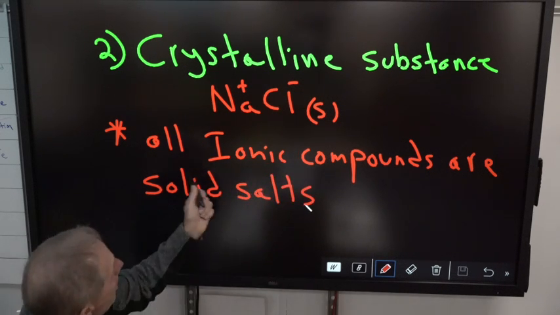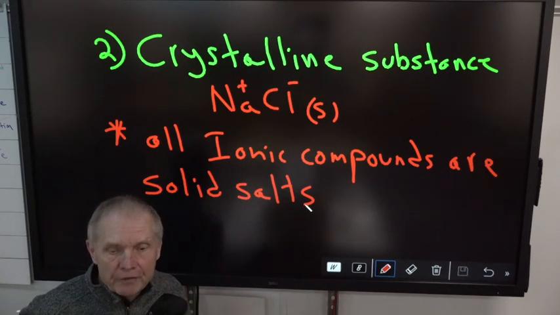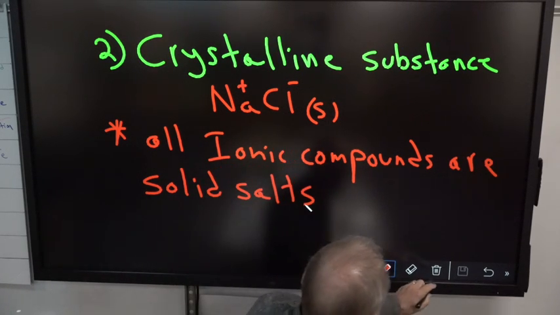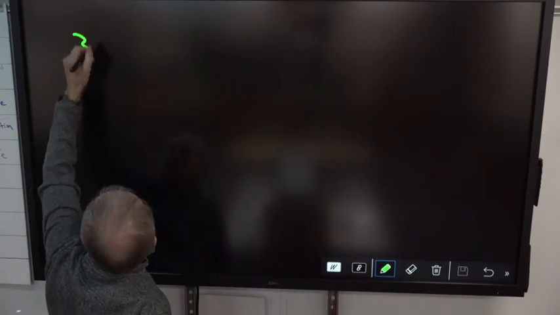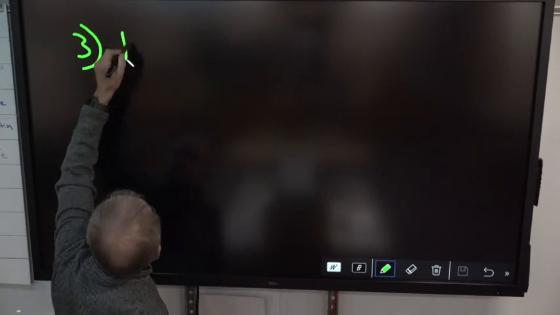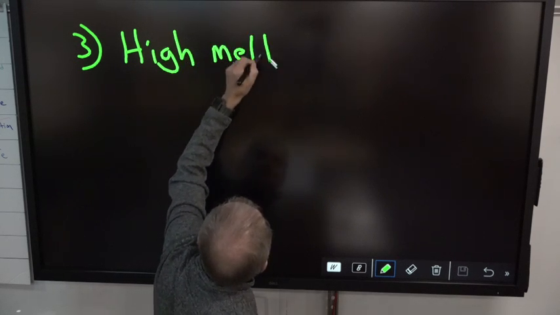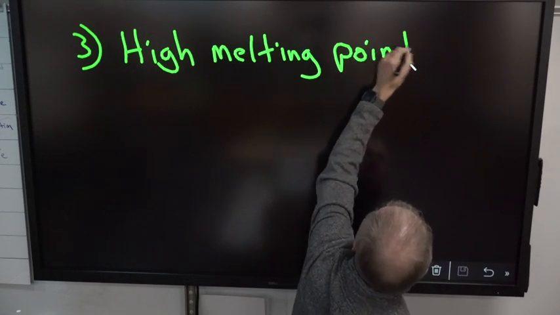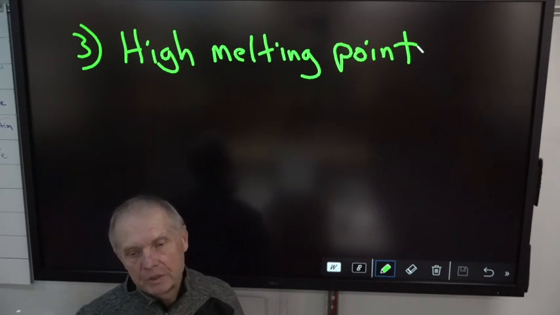So, all ionic compounds are called solid salts. Every single one. All of them, solid salts. All right, that's number 2. Number 3, salt, and it is a high melting point. So that is the next one. Salts have a high melting point.